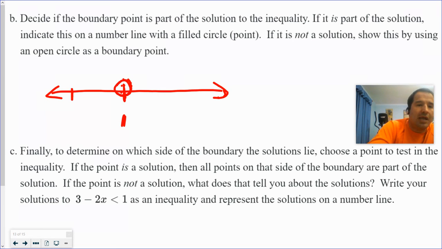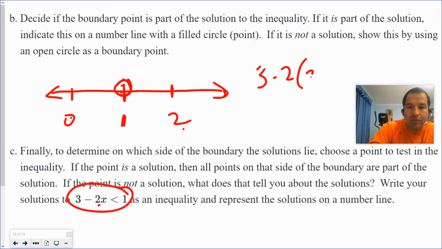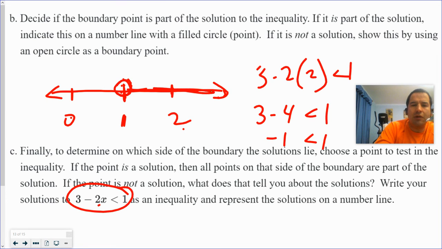Let's look at them. I have 0. I have 2. Now, again, I'm plugging it into here. 3 minus 2 times 0 is 0. 3 minus 0 is 3. And that does not work. But what about 2? Does 2 work? If I have 3 minus 2 times 2 is less than 1, oh, 3 minus 4, yeah, -1 is less than 1. That works. So therefore, everything to this side gets shaded in. So that is an easier way to make sure you don't run into the issue that we ran into.